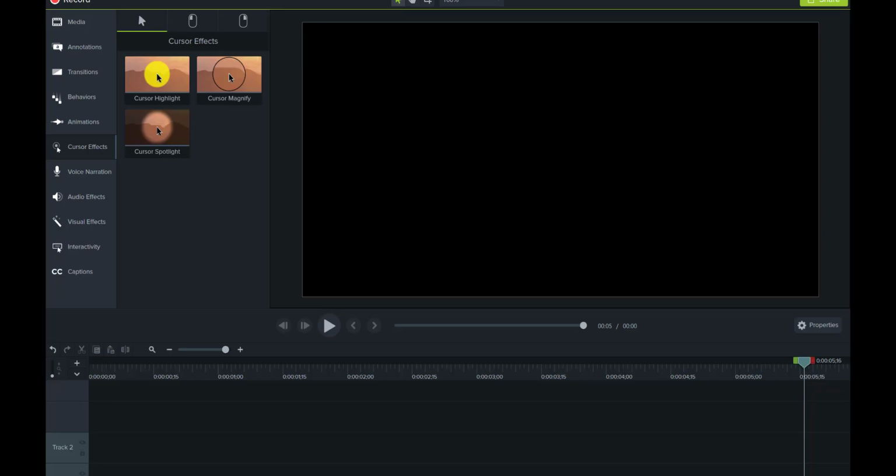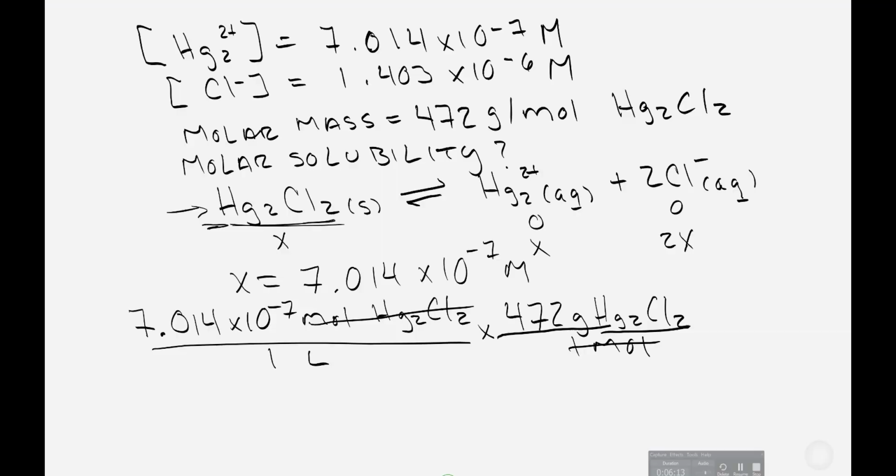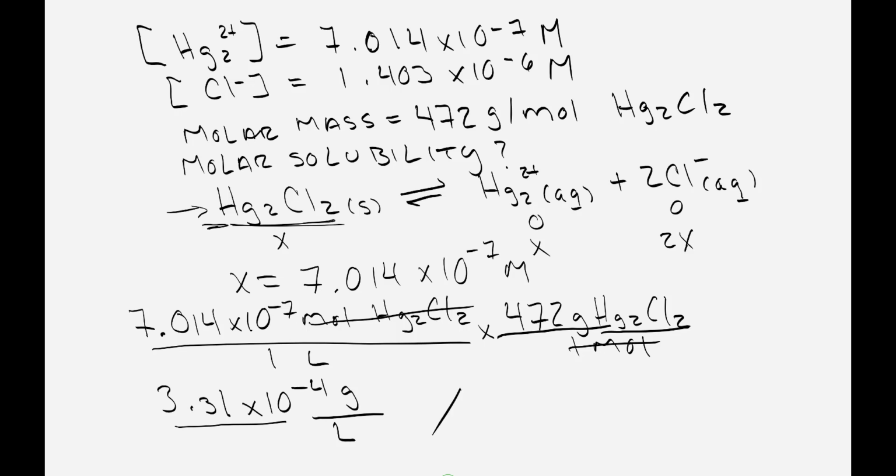Let me punch that into a calculator. So after I crunch that out, I get 3.31 times 10 to the negative 4 grams per liter will dissociate. So what does this mean? If I have measured this much out on my analytical scale and I put it in 1 liter of solution, it will completely dissociate. And I know how many moles that is. So that is the first part in our Ksp adventure.